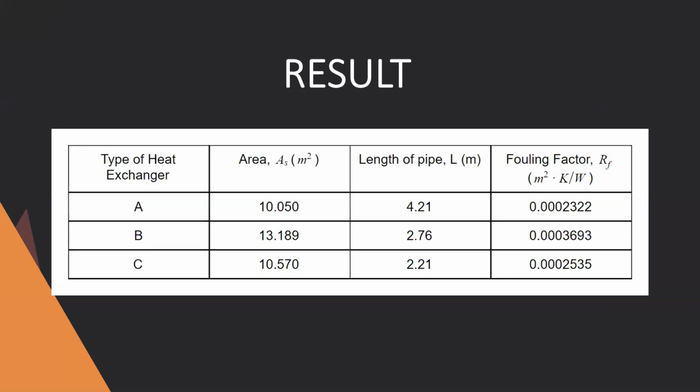To see the overall result, I've put it in this table. There are 3 types of heat exchanger, and this shows the length of the pipe for each of the exchangers and also the fouling factor.